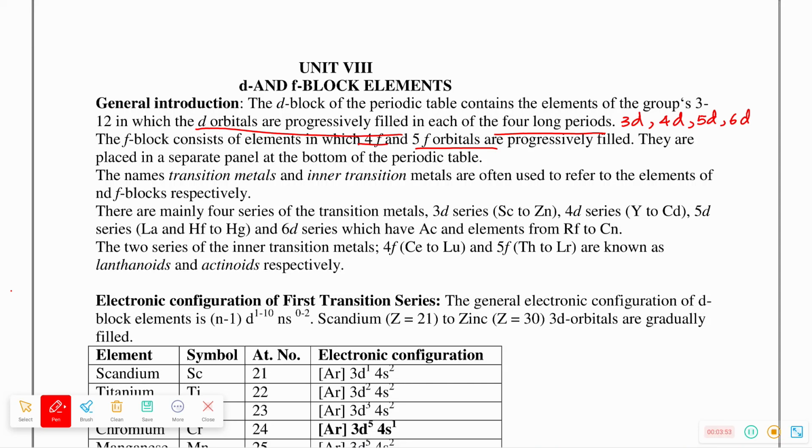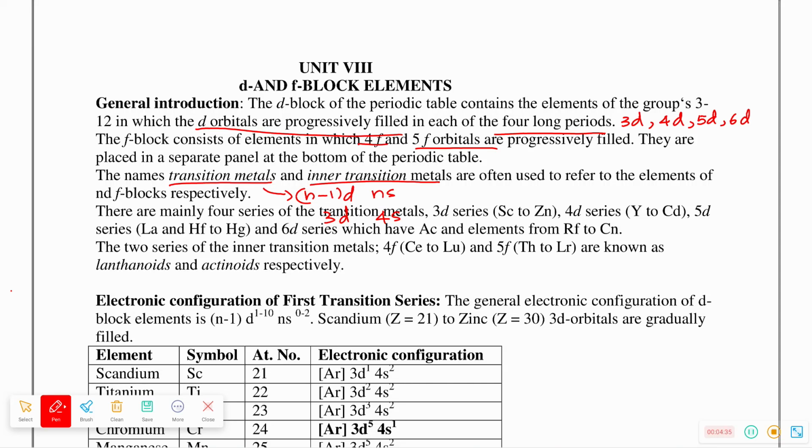Inner transition elements. D block elements are called transition metals and F block elements are called inner transition metals. In the case of transition metals, the n-1 d orbital is progressively filled, and the outermost ns orbital is there. Example, 3d 4s. 4s is the outermost shell and 3d is the inner shell only.